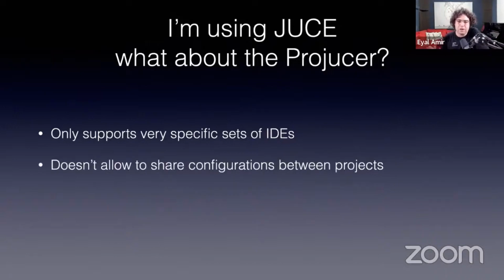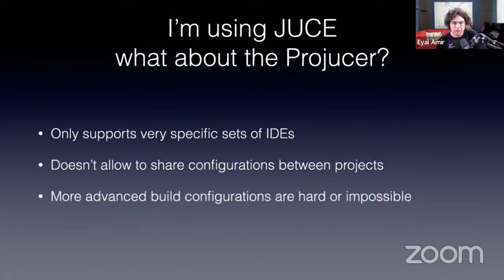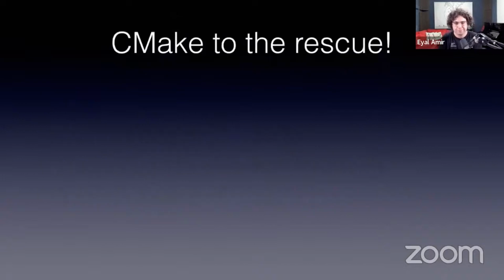It also doesn't allow you to share configurations between projects. Sometimes I had to update all my projects to add a little thing because I needed a new flag, and then it needed to be added everywhere. And it was pretty hard to remember where it needs to be and where it doesn't have to be. And also more advanced build configurations are either hard or just plain impossible because it only supports a very specific way of doing things. So, CMake to the rescue.